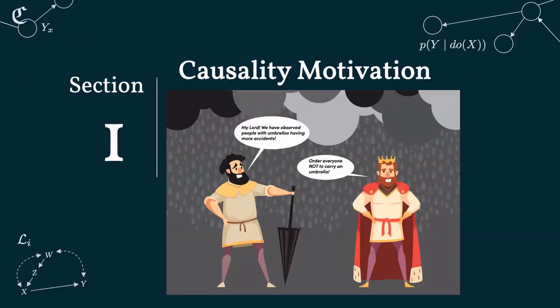So Dave began the talk by introducing the motivation for causality with this little picture on the section 1 title screen. It says, "My lord, we have observed people with umbrellas having more accidents. Order everyone not to carry an umbrella." Well, when it rains, you should have an umbrella because it can protect you, at least if you're a person that doesn't want to get wet.